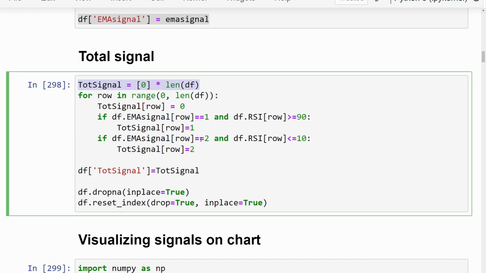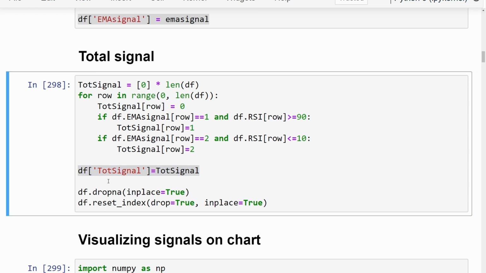Then if I have an uptrend, meaning the EMA signal is equal to 2, and at the same time the RSI is below value 10, in this case we have an entry point for a buying position, and my total signal is going to be equal to 2. So at the end, I'm going to put the total signal in a new column in my data frame that I called TOT signal, just like that.